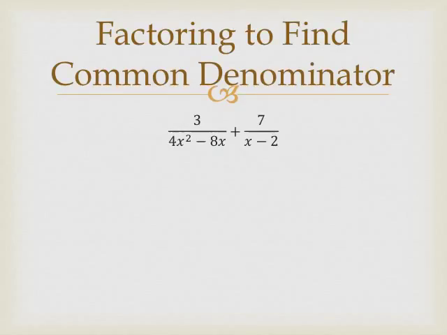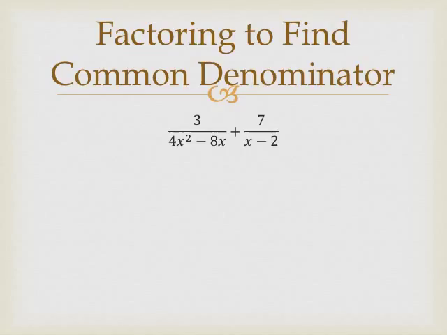So again, here we are, we're trying to add these fractions. However, we don't really know what the little pieces are in the denominator. So we need to actually factor to find a common denominator. Because I don't just want to multiply the first one by x minus 2 over x minus 2, and the second one by 4x squared minus 8x over 4x squared minus 8x, unless I really have to, because that's going to leave me with cubics, and that's very, very annoying.